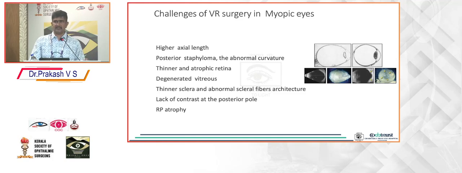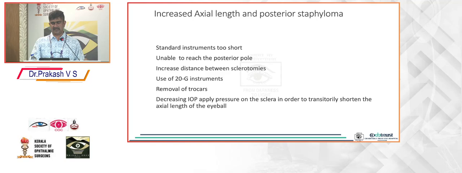Then they have thinner sclera and abnormal scleral fiber architecture, which makes wound closure difficult. And as I told earlier, the lack of contrast at the posterior pole. So we'll see a few of these problems and how we used to tackle them previously and how we tackle them nowadays. Increased axial length is the biggest problem for all of us.